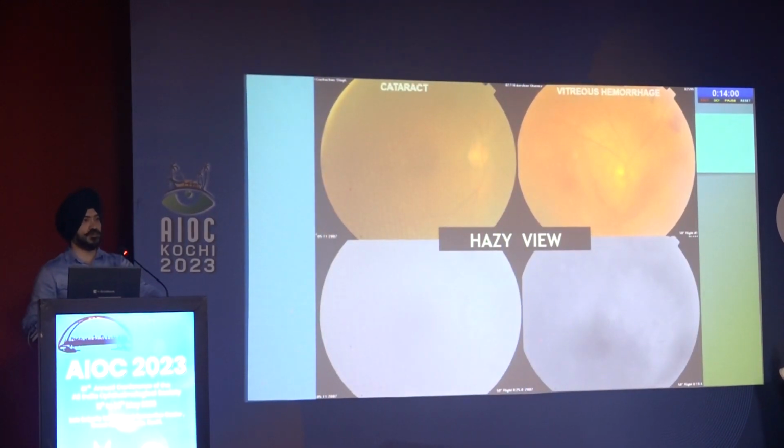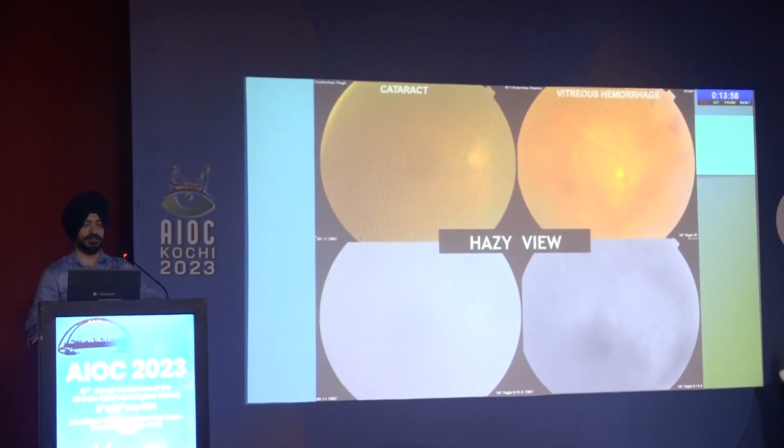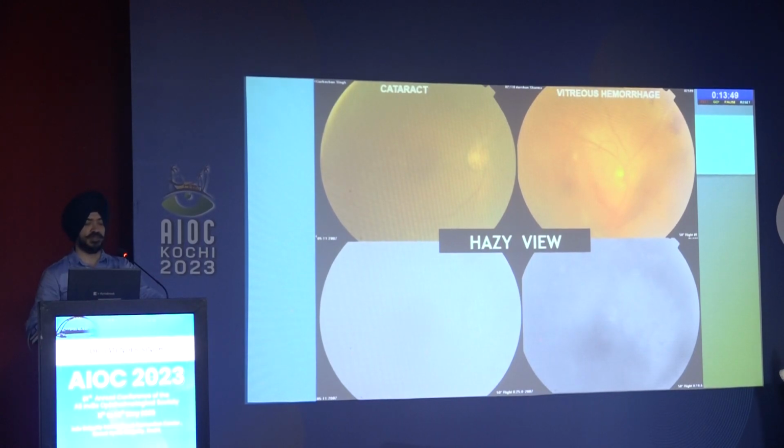When there is a hazy view due to cataract or vitreous hemorrhage, you probably have to limit the expectations that you can derive. The interpretation of the angiogram has to be limited. So be wise: when there is significant cataract, you are not going to get enough information. Probably you can avoid an angiogram and defer the patient until after cataract surgery or after the vitreous hemorrhage has cleared.